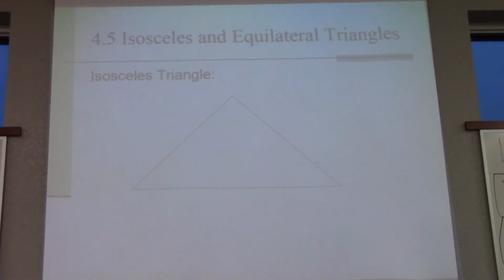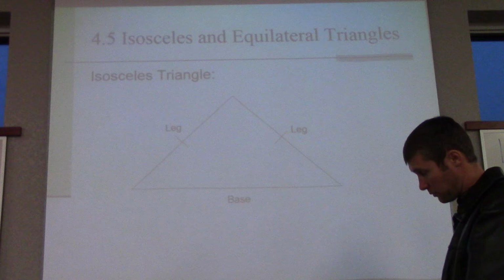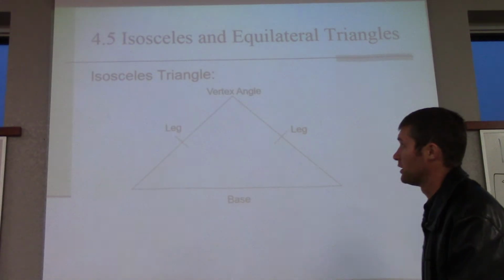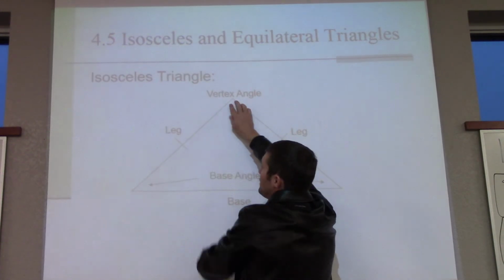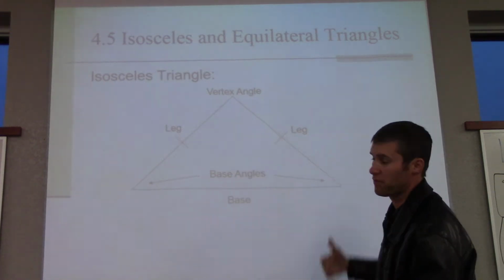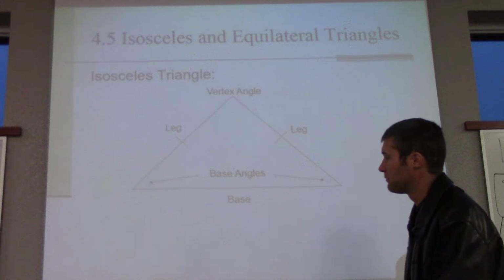First of all, an isosceles triangle means we have two sides that are congruent. Our vertex angle is where the two congruent legs meet. Our base angles are the angles away from, or opposite, our congruent sides. So that'd be the best way.